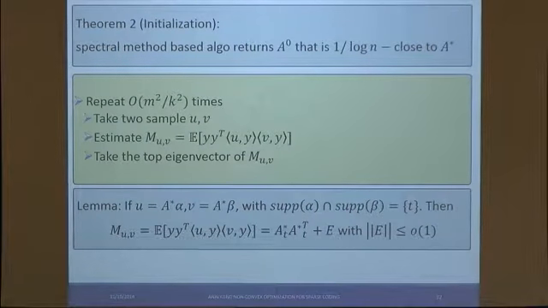If by some chance their supports only intersect at one place, then I can say this M_UV, the top eigenvector, is really this direction, A_T star transpose, plus some noise. This noise is small. So if you happen to choose U and V that satisfy this, then you find some direction that is good. This alpha is 1 over log n, something like that.